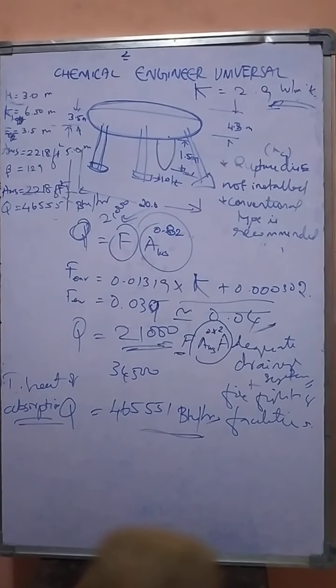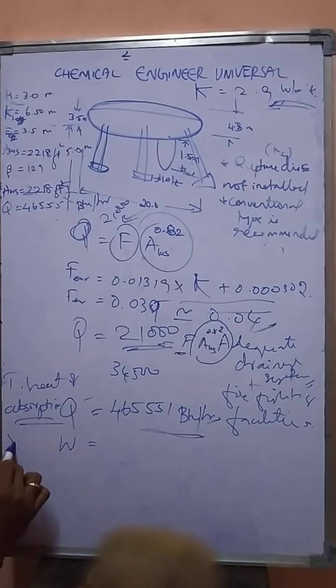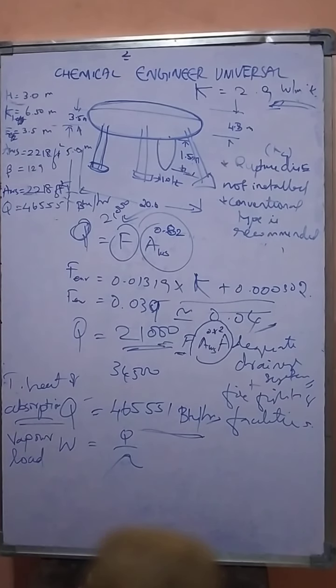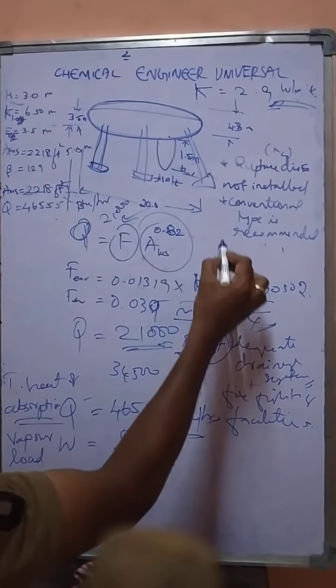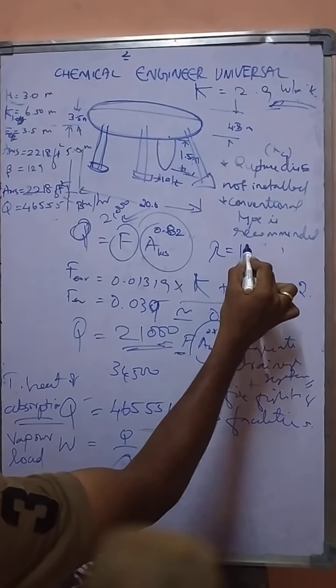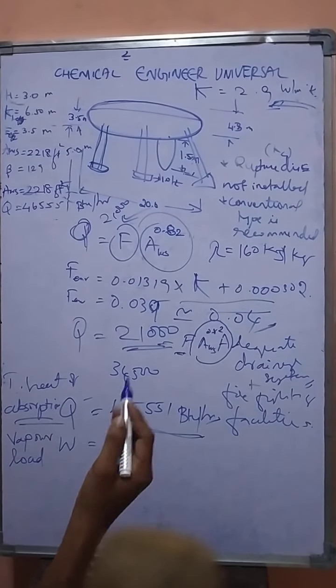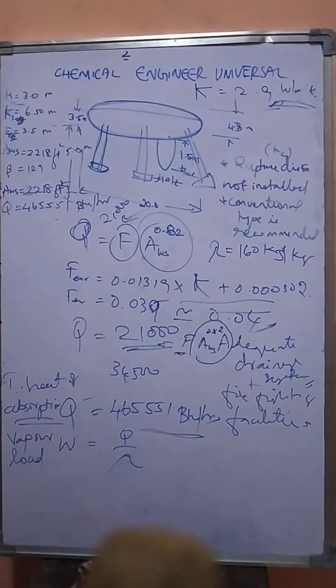So now we found out the Q. Why are we finding this? To find out the W, which is the total vapor load. Vapor load is equal to Q by lambda. The lambda required here is given as 160. We can take kilojoule per kilogram approximately. The data I am taking is random data, so you don't need to go for the exact one. We can take another example scenario and calculate it.